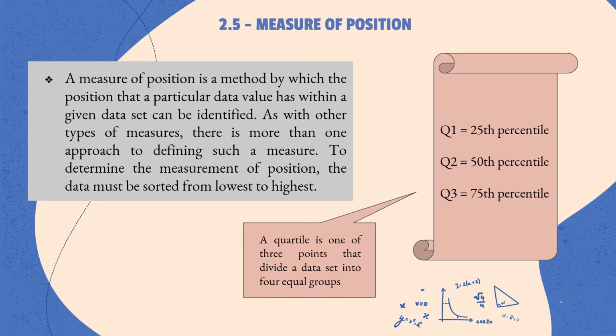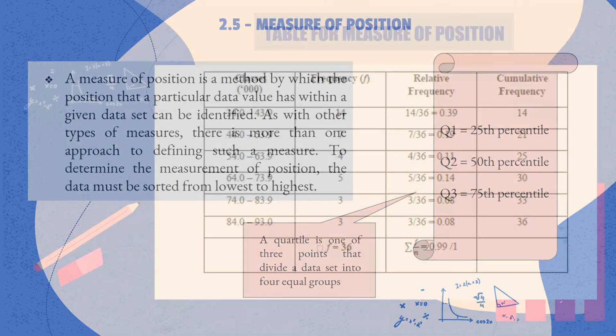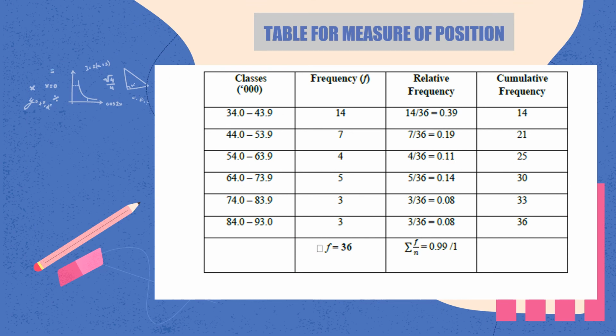A quartile is one of 3 points that divide the data set into 4 equal groups. Q1 equals the 25th percentile, Q2 the 50th percentile, and Q3 is the 75th percentile. Okay, this is the table for measure of position, which shows the classes, frequency, relative frequency, and cumulative frequency.